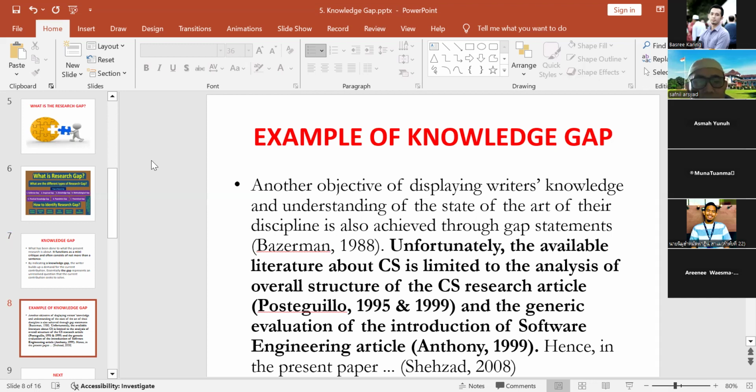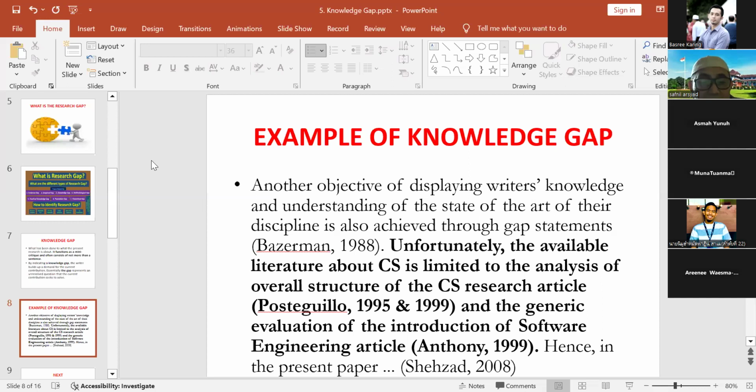The available literature about this CS, computer science or whatever, is limited to the analysis of overall structure of the CS research article. So this is the sentence of the research gap. Unfortunately, the available literature about CS is limited to the analysis of overall structure of the CS research article. And then the author uses a reference to support this, and the generic evaluation of the introduction of software engineering article.